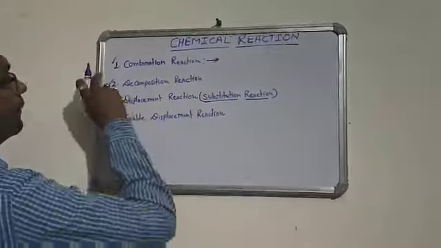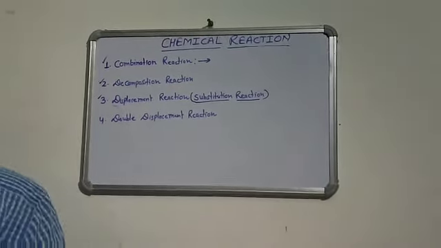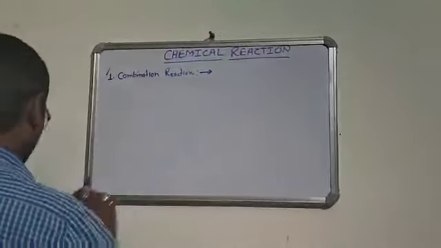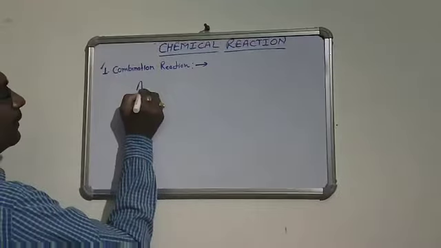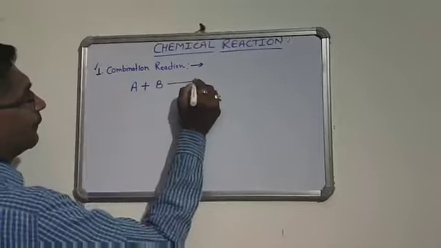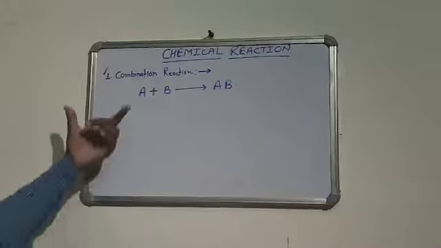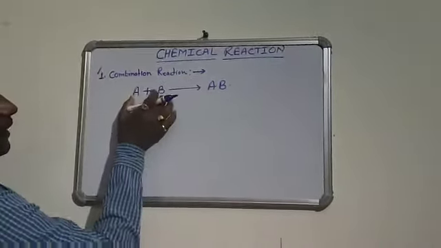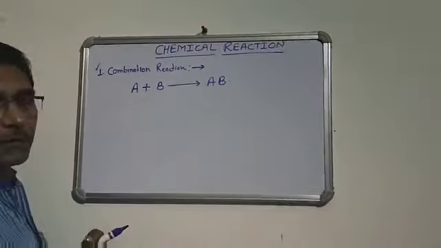First, we have to discuss combination reaction. In the combination reaction, two types of reactants combine and form a product. For example, reactant A plus reactant B gives product AB. It is the format of a combination reaction. The left side of the arrow is known as reactants and the right side of the arrow is known as product.